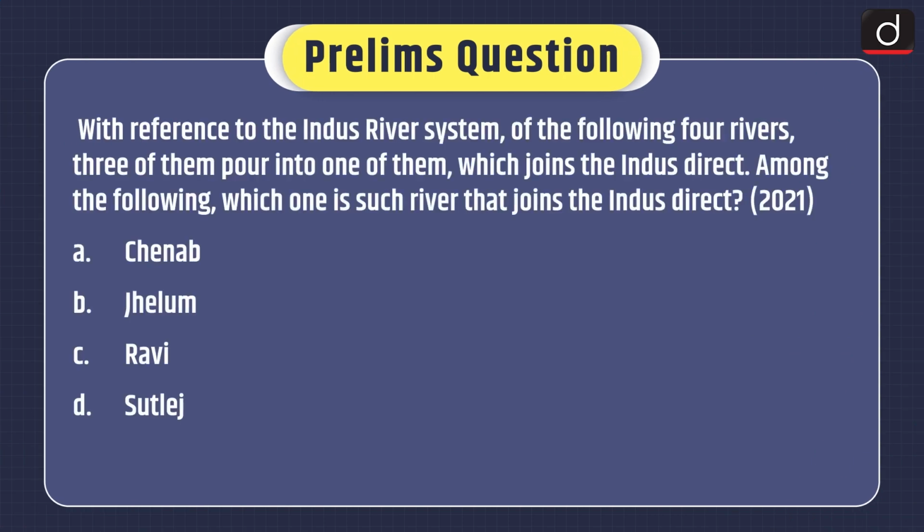Now it's time for the practice questions. First of all, note down the prelims question that was asked in 2021 exam also. With reference to the Indus River system, of the following 4 rivers, 3 of them pour into one of them, which joins the Indus direct. Among the following, which one is such river that joins the Indus direct? Chenab, Jhelum, Ravi or Satluj? You can send the answer of this question in the comment section.